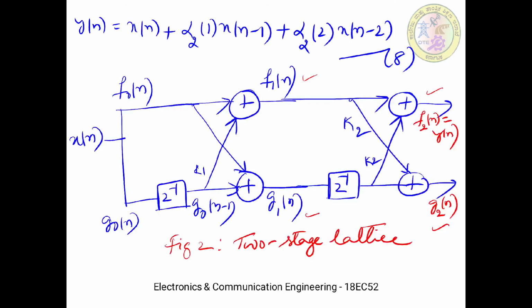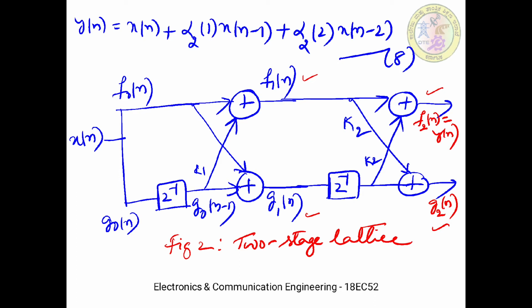So from the first stage we get f1 of n. F1 of n is, as usual, simply the addition of x of n plus k1 into x of n minus 1. You just go back and refer to what f1 of n is. It is x of n. See here, this is the x of n path. Of course x of n is the same as f0 of n.